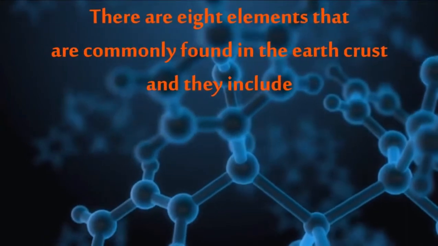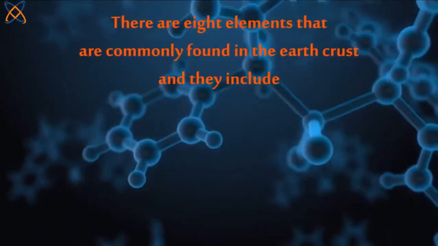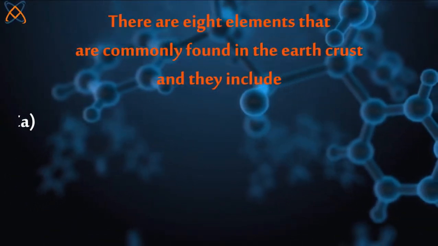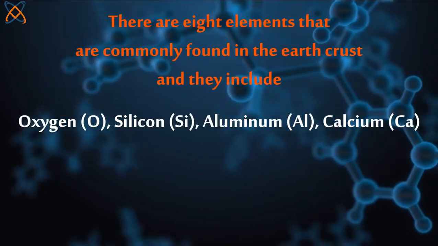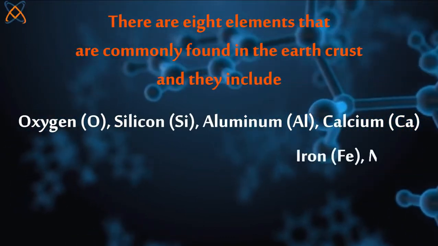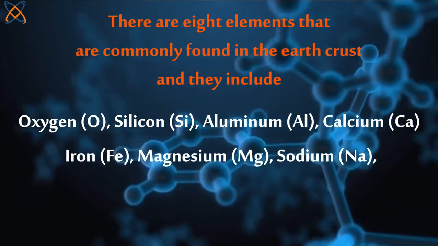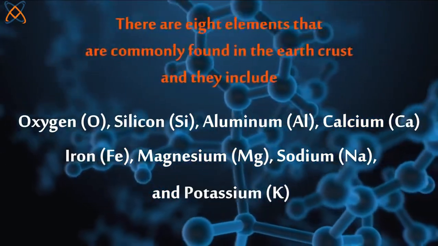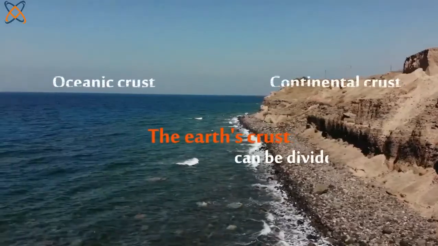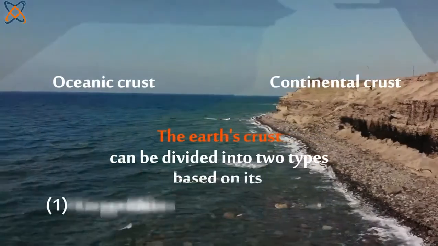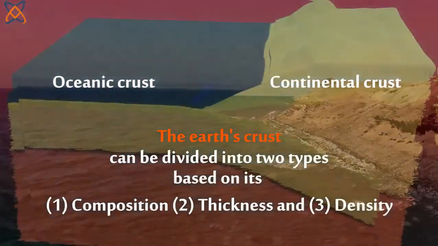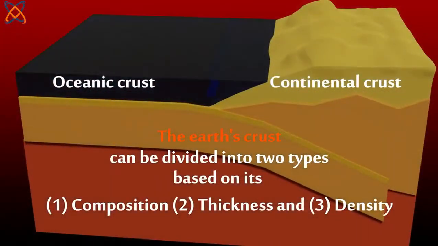There are 8 elements that are commonly found in the Earth's crust, and they include oxygen, silicon, aluminium, calcium, iron, magnesium, sodium, and potassium. The crust can be divided into 2 types based on its composition, thickness, and density. These are the continental crust and the oceanic crust.